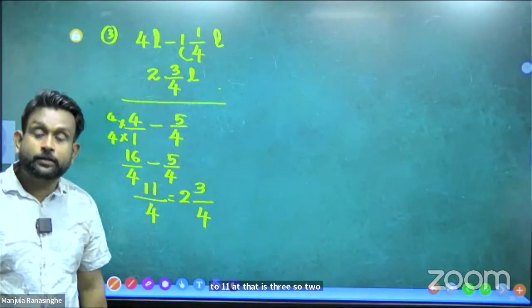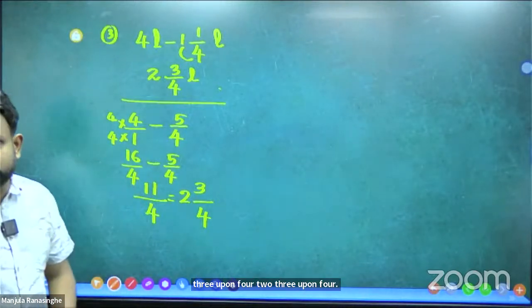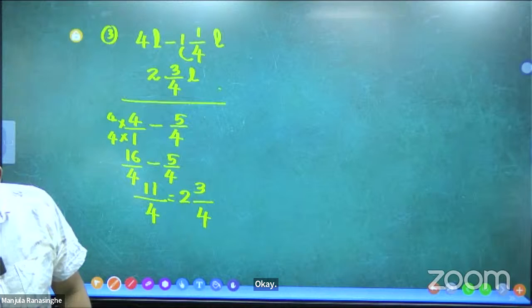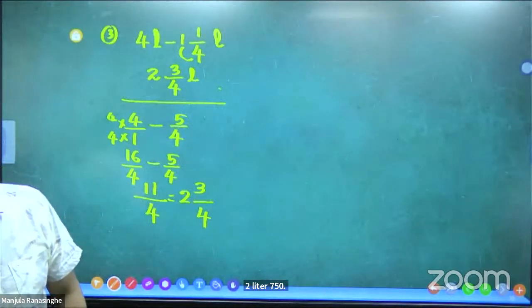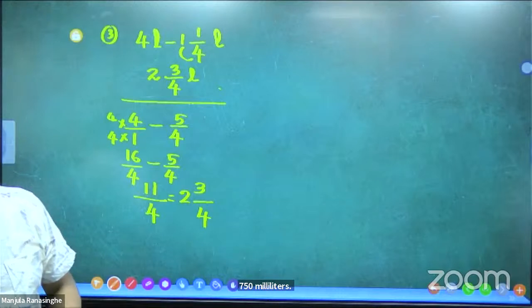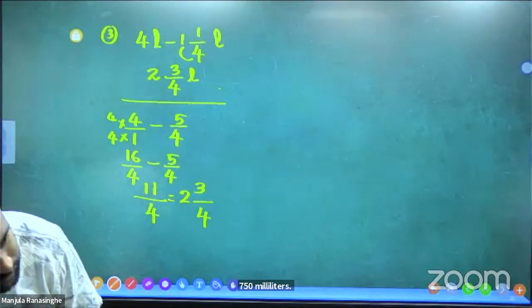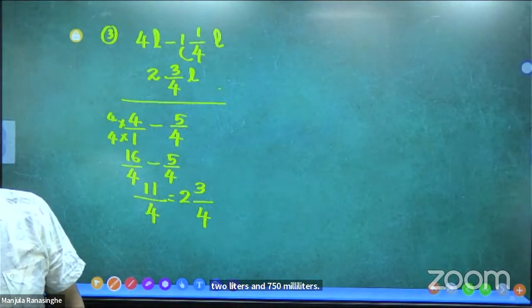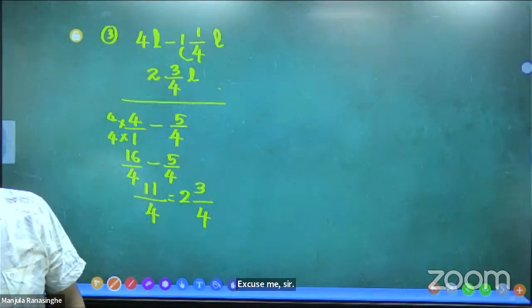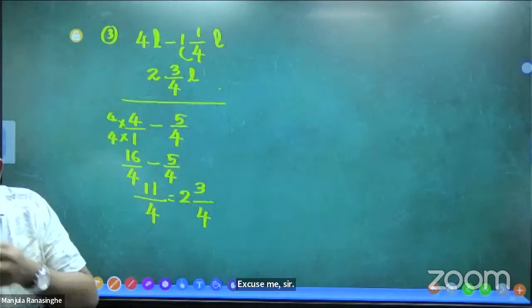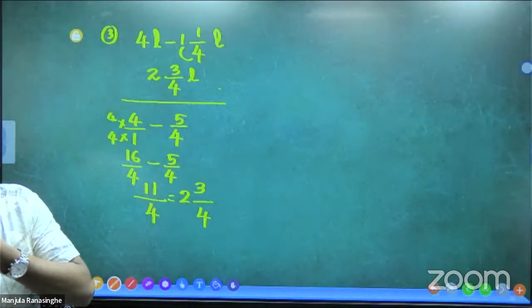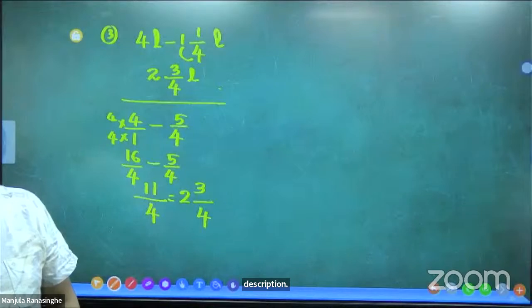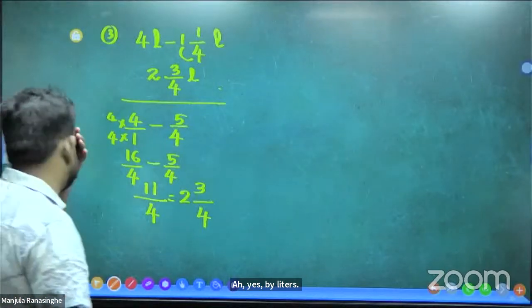2, 3 upon 4. Sir, okay, can we write 2 liters 750 milliliters? I didn't get you. 2 liters and 750 milliliters. Excuse me, sir. Yes, 2 liters and 750 milliliters. Which question? For this question. Yes, by liters and milliliters you can take it easily, right? Yes, that is also correct.